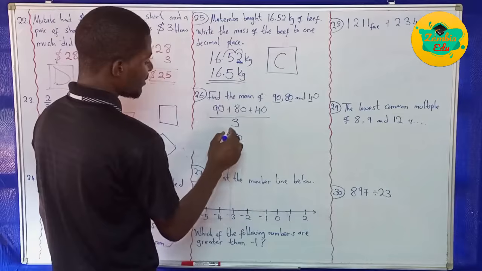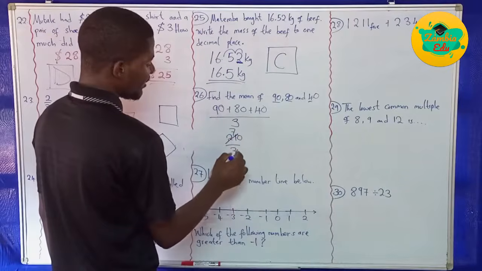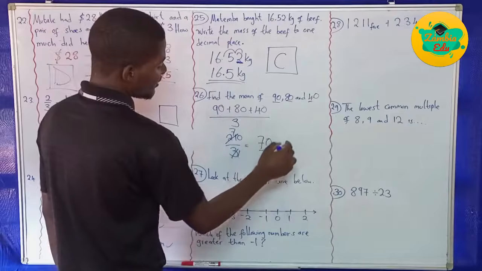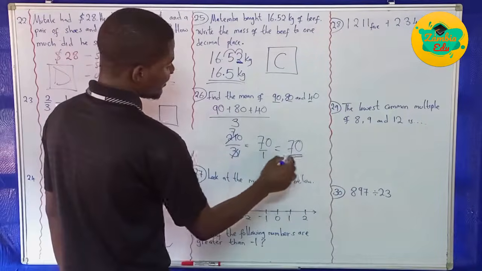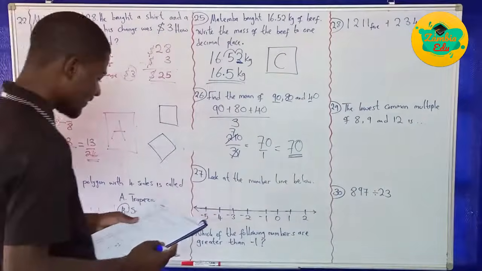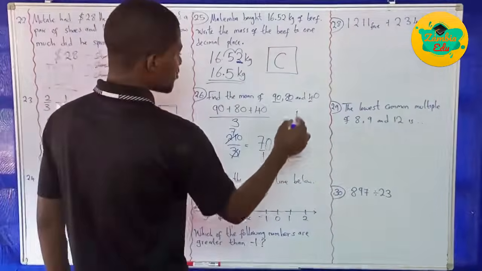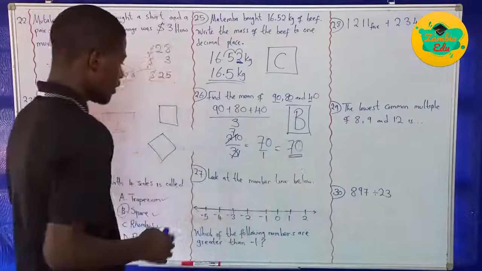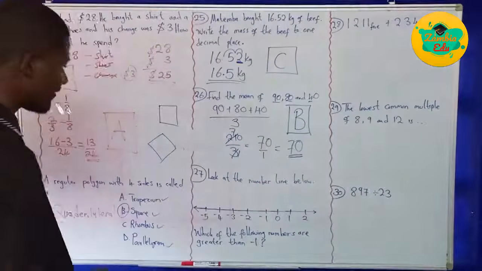3 into 21 there is 7. 3 into 0 there, 0 itself. So we have 70 over 1, which is the same as 70. So our mean there was 70, and 70 was represented as option B. We go to question 27.